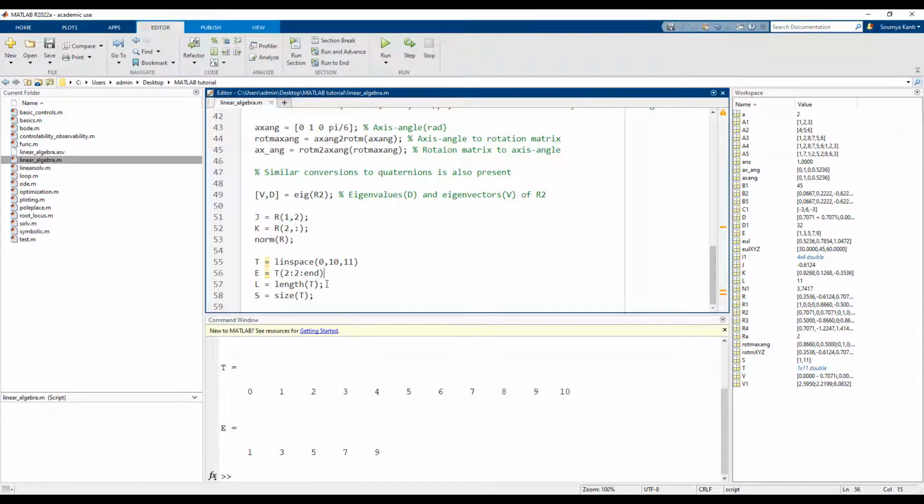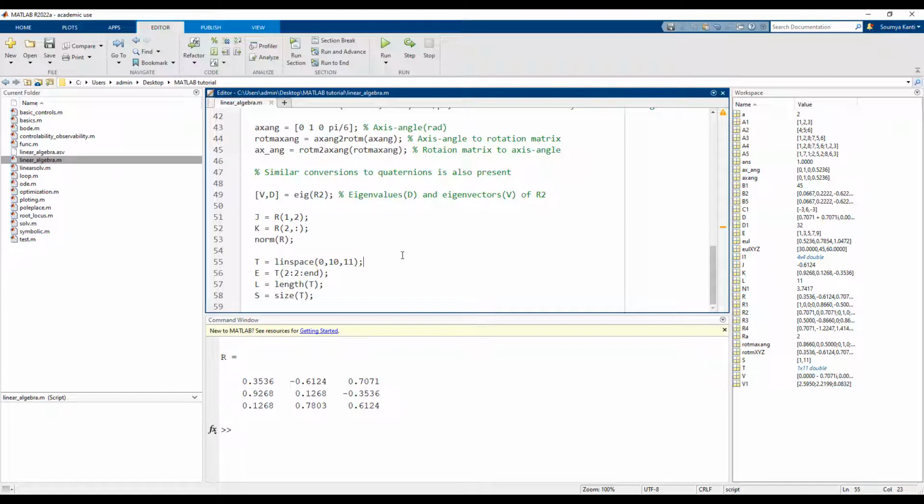Suppose you want to find out how many elements are inside a matrix or a vector. One way is to use length. Length will tell you that the length of t is 11. And for a matrix the length will be different, so you would need size. What is the size of the matrix? If I use size, it gives 1 by 11. This is how you find out how many elements are there in a particular matrix.